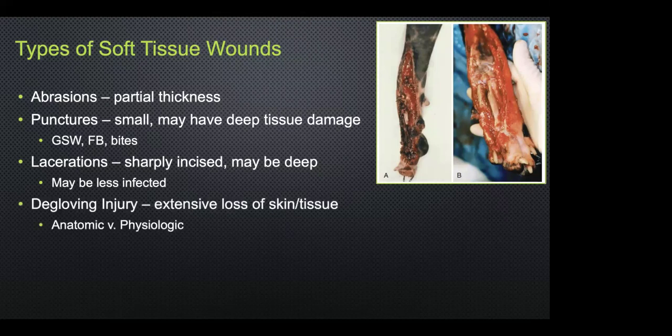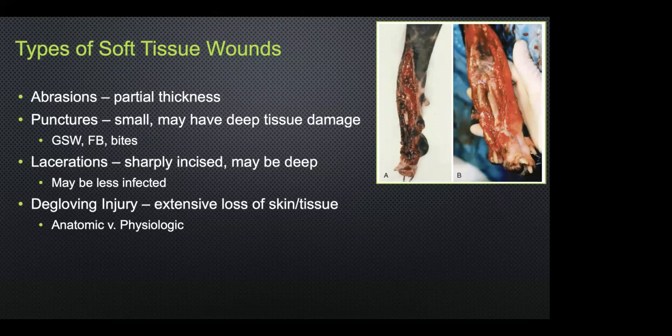Degloving injuries occur with extensive loss of skin and tissue. There's a difference between anatomic and physiologic degloving injuries. Anatomic degloving injuries are going to be what you see here on the photo, where you get complete loss of your skin, subcutaneous tissue, even extensive loss of some of your muscle down to the bone. And there may be a flap hanging on that's necrotic or no skin left there whatsoever.